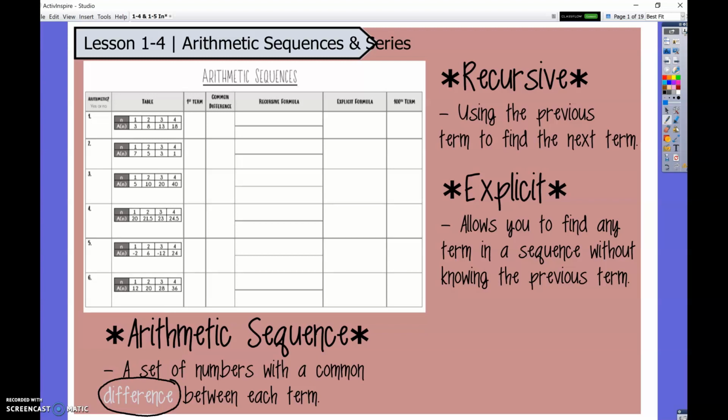Another vocab word that might come up is the word recursive. This just means it's kind of a repetitive pattern. We're using the previous term to find the next term. So if something's recursive, it kind of builds upon itself. It's like a list of numbers. Finally, explicit would be like a magic formula, if you will. It actually tells us how to find a term in a sequence without knowing the previous term.